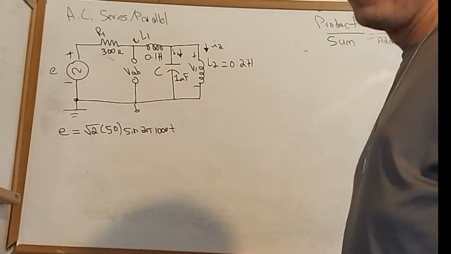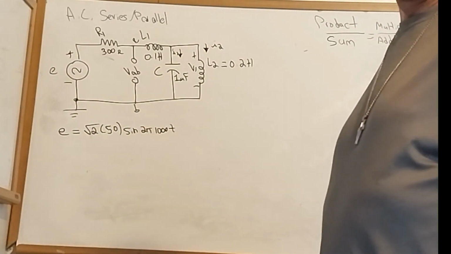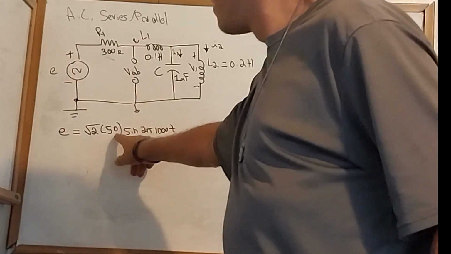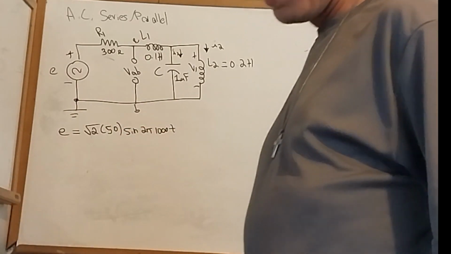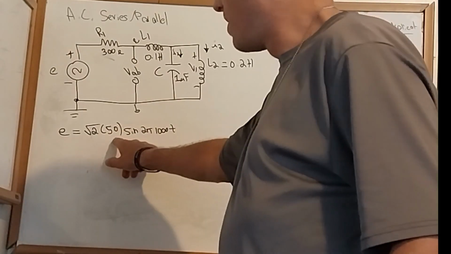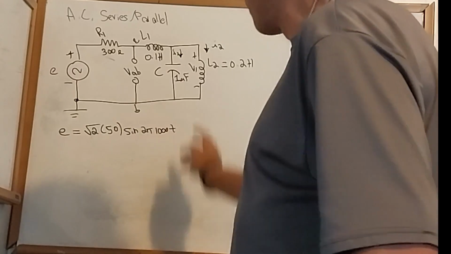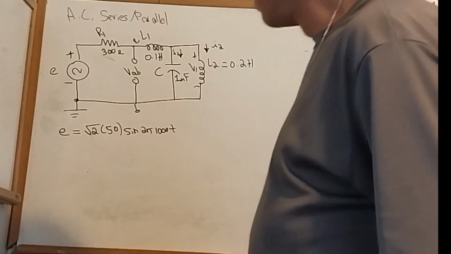The square root of 2 is another way of saying RMS voltage. The root means square value. The 50 volts is our RMS voltage. This is actually 50 volts at an angle of 0 degrees. We'll rewrite the circuit and set that as E.